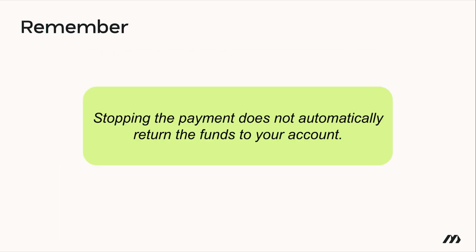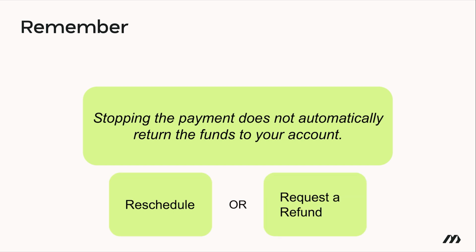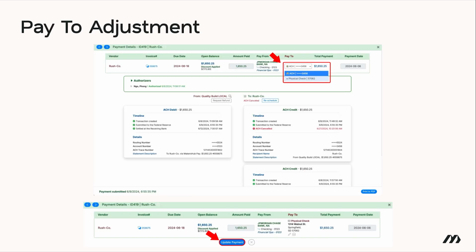Now, importantly, stopping the payment does not automatically return the funds to your account. All it does is stop the money from reaching your vendor. Those funds are now sitting in limbo, waiting for you to tell MakersHub what to do next. And you've got two options. One, reschedule the payment, or two, request a refund. Let's look at both.